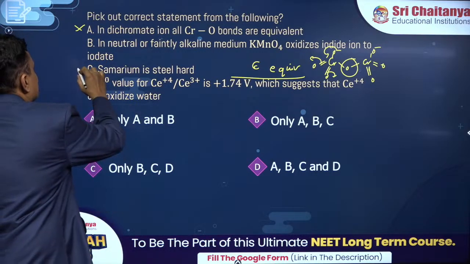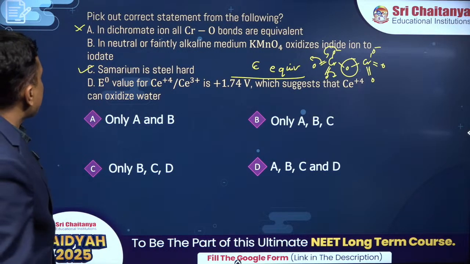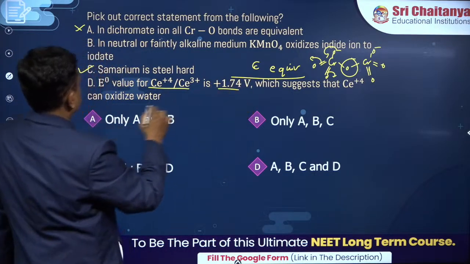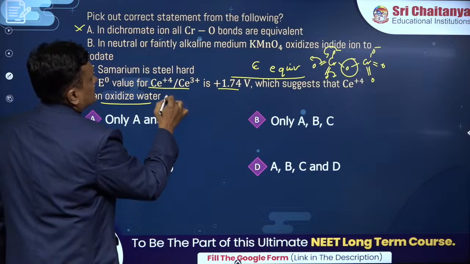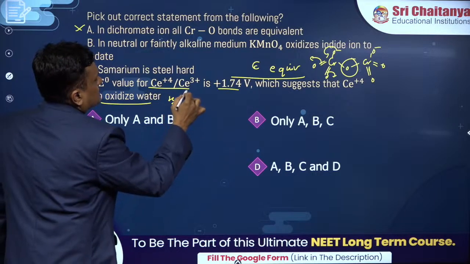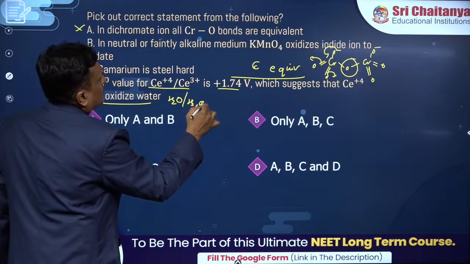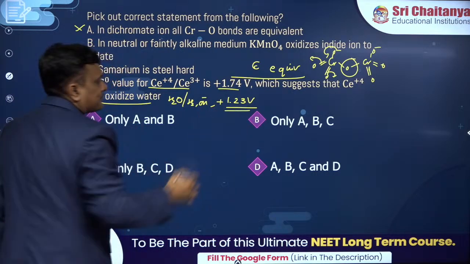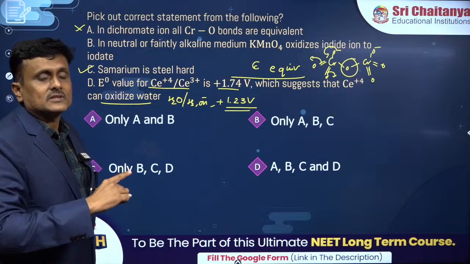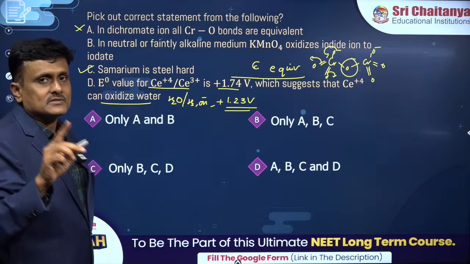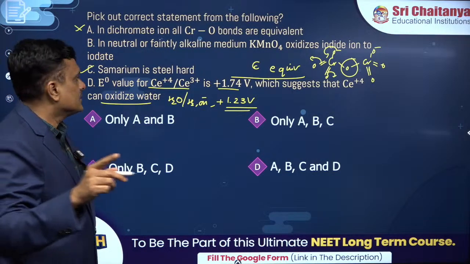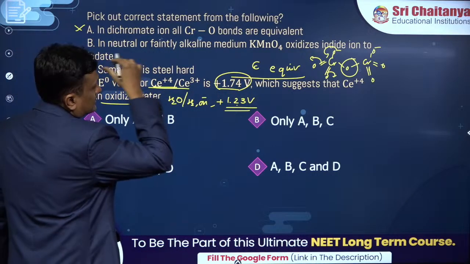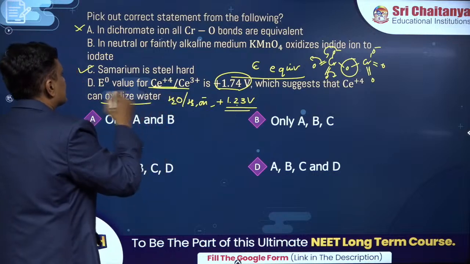This samarium one is still hard. It's a theoretical question. And the E naught value is very high, isn't it? You should know that it can oxidize water, meaning the reduction potential of H2O. The reduction potential of H2O is +1.23 volt. Remember 1.23. Remember that it is not hydrogen, it is water. So the reduction potential value of water is 1.23. So this value is greater than this one, and it will oxidize water. So it's a correct statement.